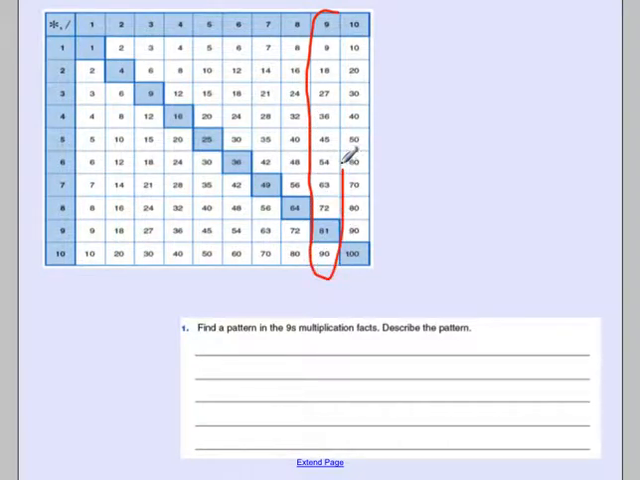Now if you wanted to, you could have done this the other way too, and you could have looked this way. Both of these are the nines, okay? But go ahead and take a look for a second and see if you notice anything.